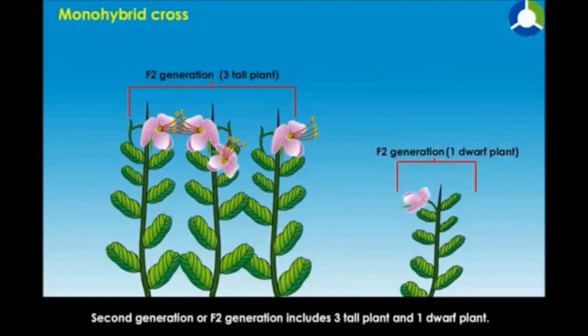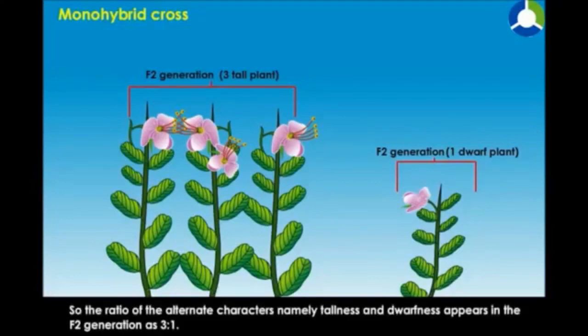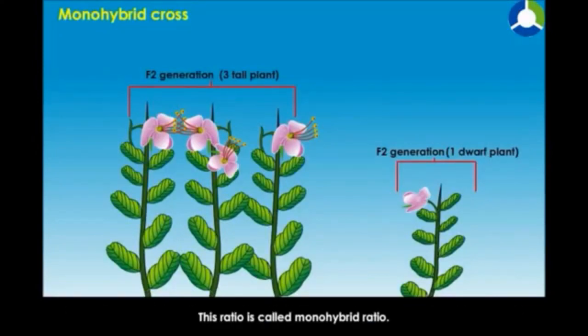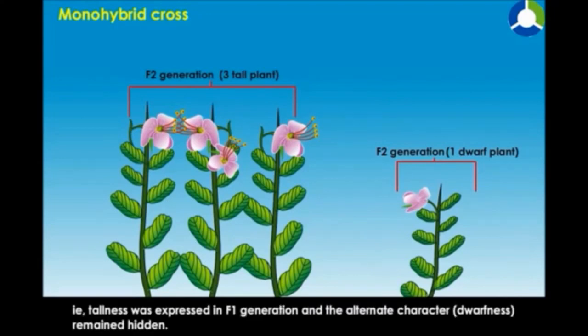The second generation, or F2 generation, includes 3 tall plants and 1 dwarf plant. So the ratio of the alternate characters, namely tallness and dwarfness, appears in the F2 generation as 3:1. This ratio is called the monohybrid ratio. In this experiment, only one character, that is tallness, was expressed in the F1 generation, and the alternate character, dwarfness, remained hidden.